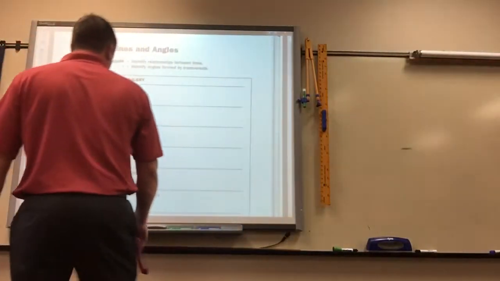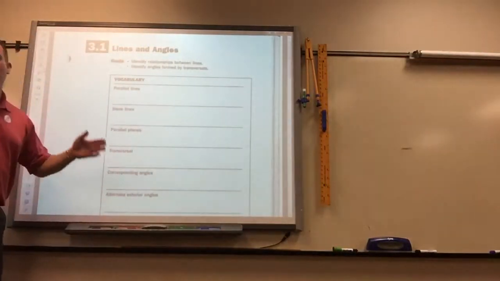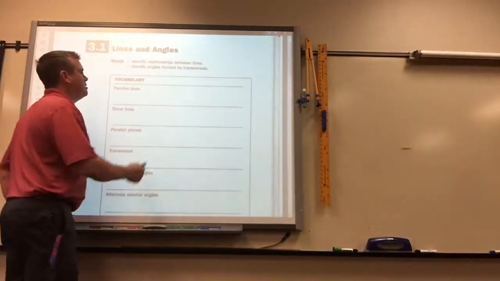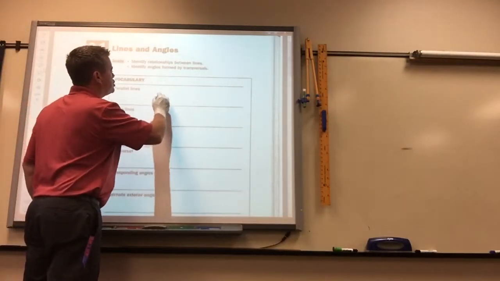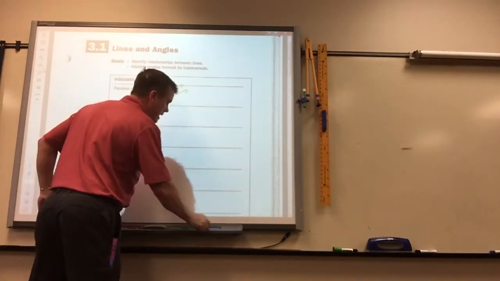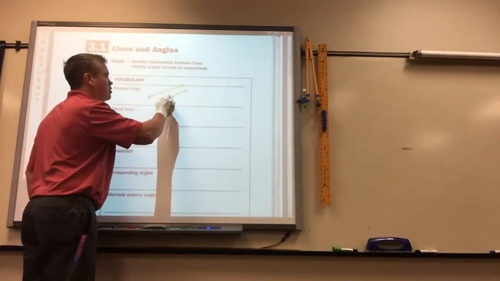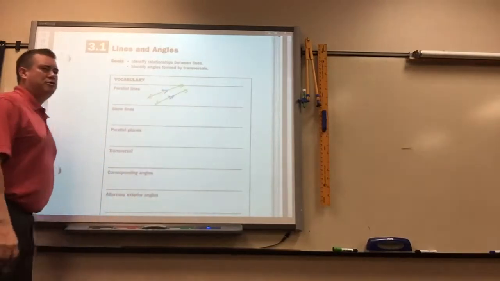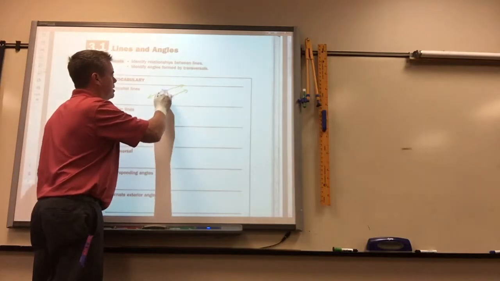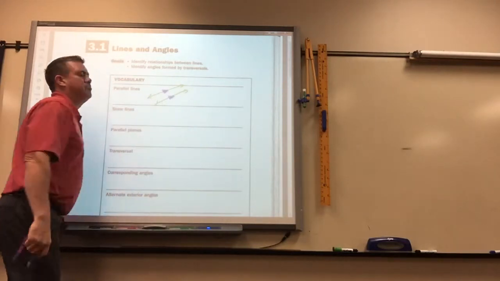Okay. Parallel lines, hopefully everyone knows what that is. Straight, they don't intersect. To show that two lines are parallel, they put little arrows on them. If you see that, that means they're parallel. In the book, they shade them in, but it doesn't matter, you just gotta have arrows on them.